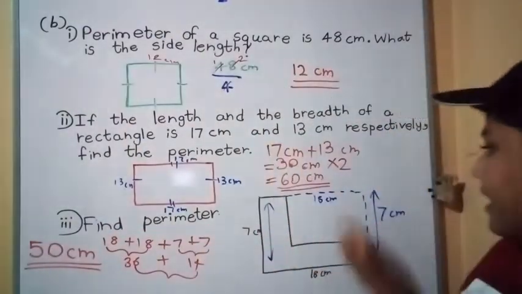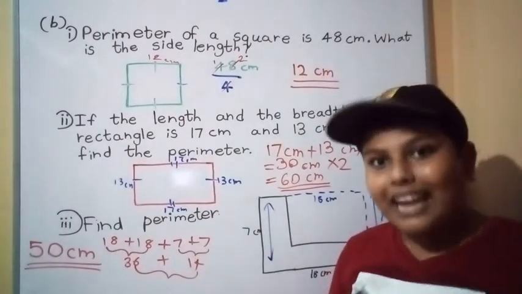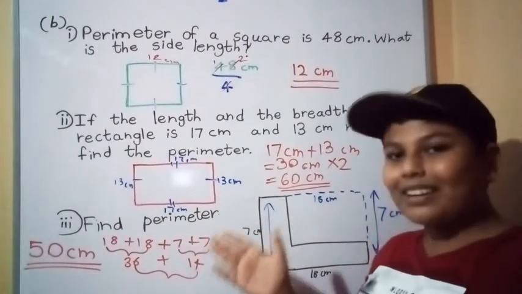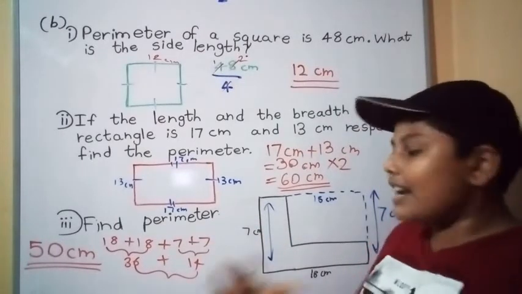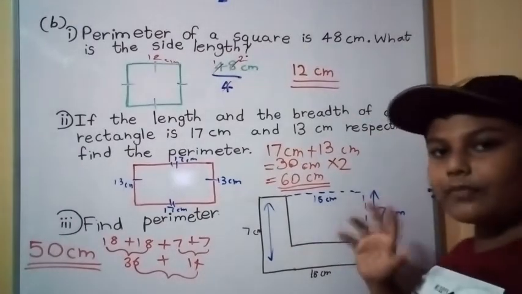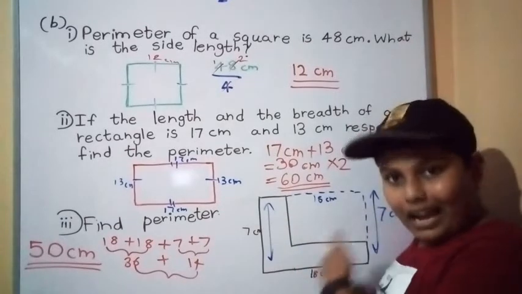18 plus 18, 7 plus 7, altogether 50 centimeters. You can get the 18 plus 18 firstly separately, 7 plus 7 separately, and altogether it is 50 centimeters. This is not a rectangle, it is an L figure.